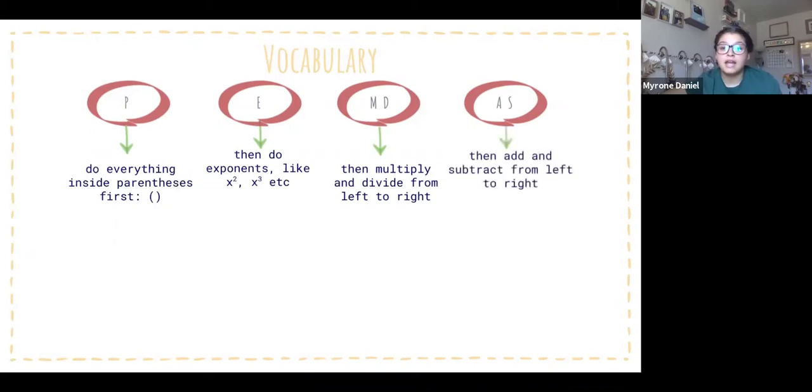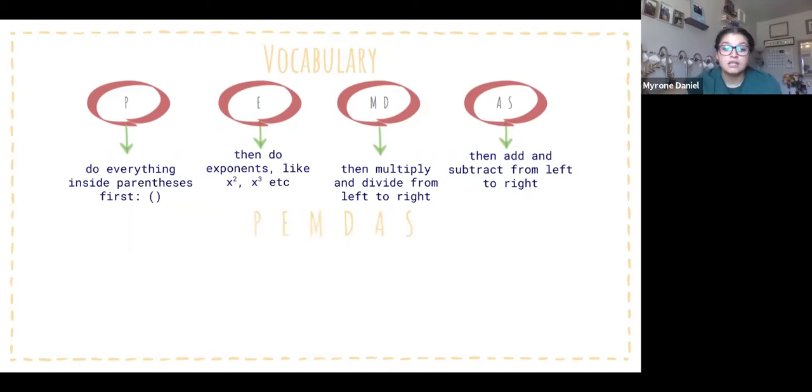And A and S stand for addition and subtraction. You're going to do that after you multiply and divide, but you're also going to do this from left to right. So if subtraction is first, then you're going to do subtraction, and then you're going to do addition. But we'll go into this further into the lesson while we solve our expressions.